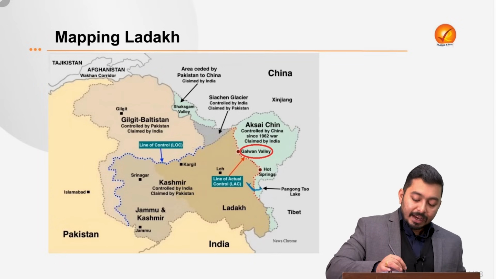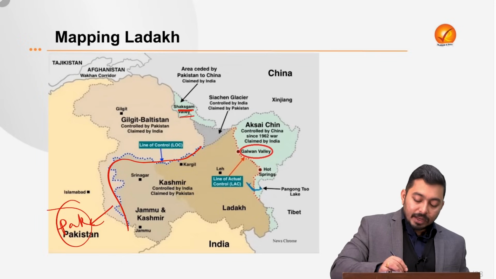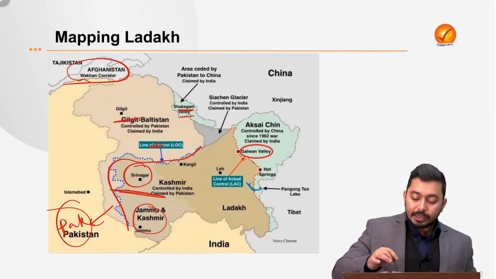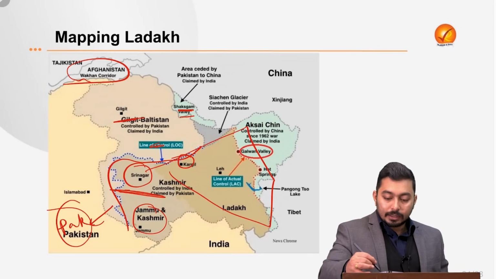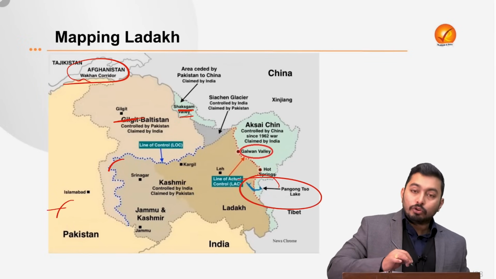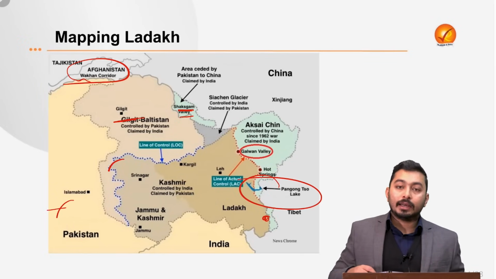On the other hand, we have the LOC with Pakistan, and this is the Shaksgam Valley, this is Gilgit, this is Baltistan, this is Wakhan corridor, this is Srinagar in Kashmir Valley, this is Jammu city. Then you have Kargil where the war happened. This is part of the Union Territory of Leh and Ladakh. Now you have the lake Pangong Tso here, and you have Tso Moriri here. So two important lakes that are there.